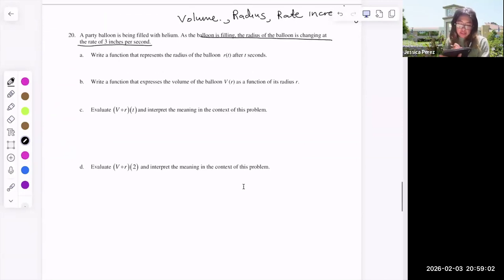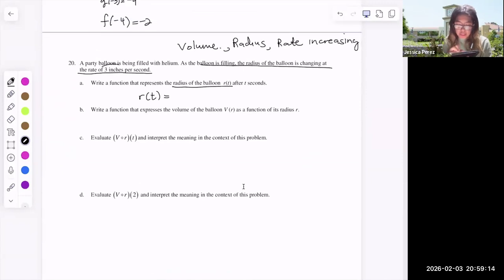So the first question is saying we want to write a function that represents the radius of the balloon, r of t, after t seconds. So r of t is the rate that's increasing, and it's increasing at a rate of 3 inches per second. So it's going to be 3t. It's a function of time. So that's why it's saying after t seconds.